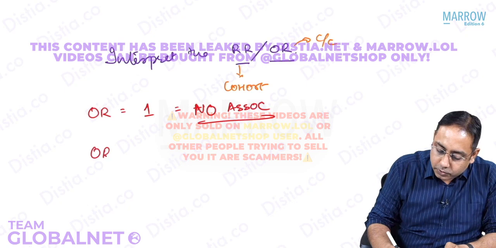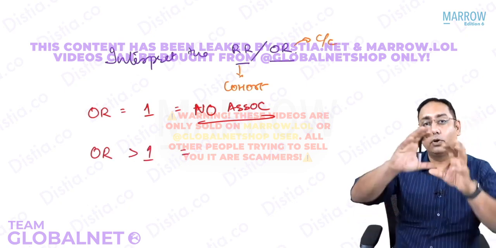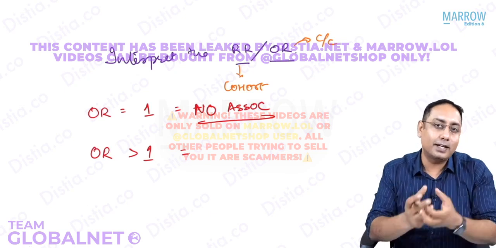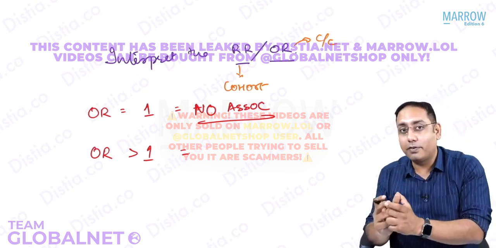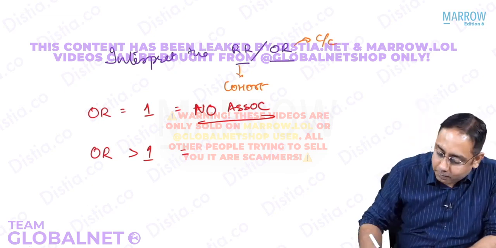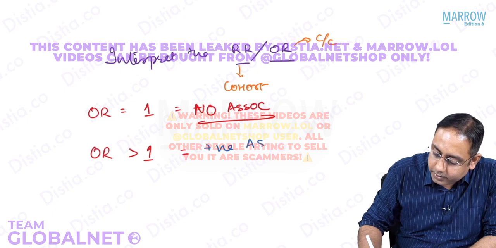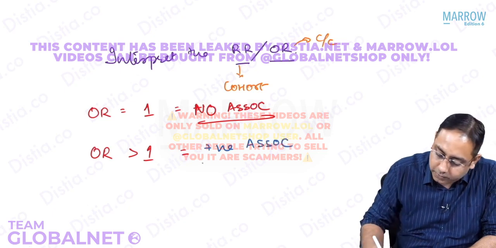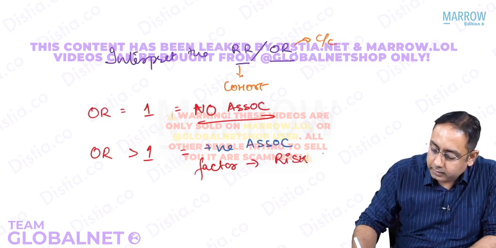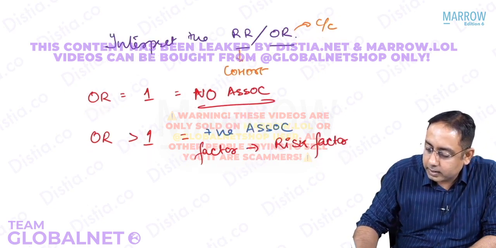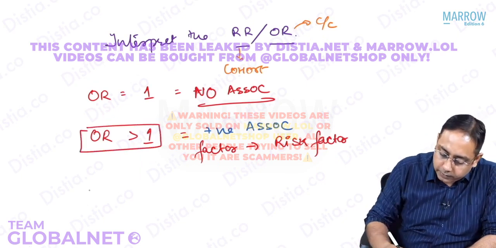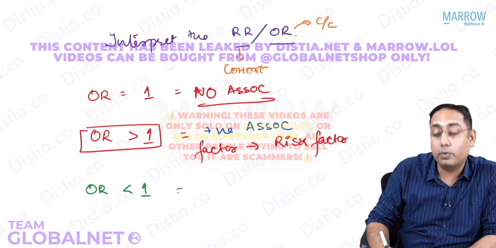What if the odds ratio comes out to be more than 1? That means the logic is more than the non-logic. That means whatever factor you were assessing, that is a risk factor or a protective factor, the logic is more. So what do you think? Please note this type of association is called as a positive association, and whatever factor we were assessing, that factor is a risk factor. That factor is known as a risk factor if the odds ratio comes out to be more than 1.